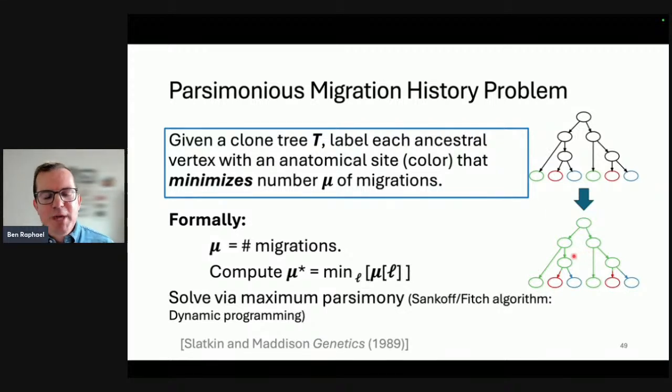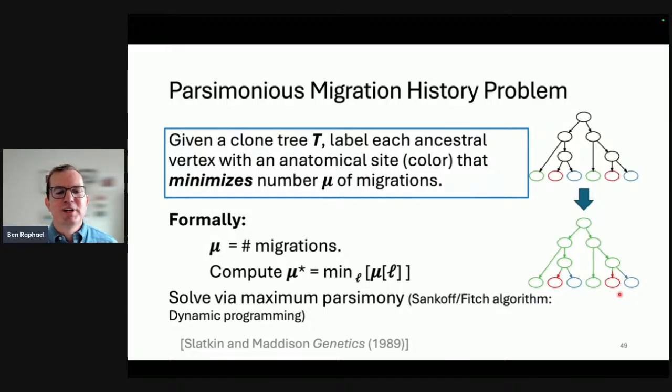And if we assume that migrations are rare, we can do this under a parsimony setting. And so we just want to compute the minimum number of changes in color if we label the ancestor. So here I've labeled everything with the green color, and that gives me a certain number of migrations. I can count them up.